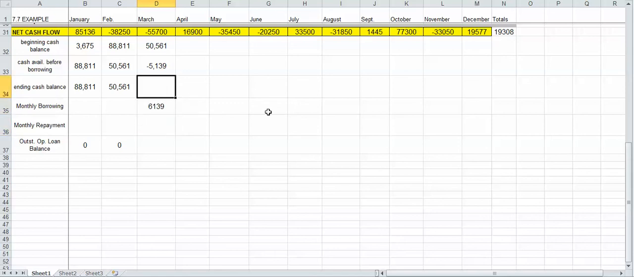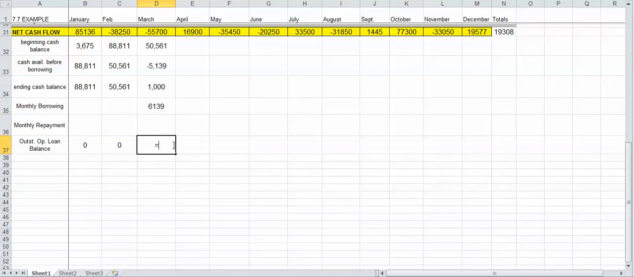So ending cash balance equals cash available before borrowing plus any monthly borrowing and subtracting any repayments. In other words, if we repaid our loan, we would take that out of our cash available before borrowing.